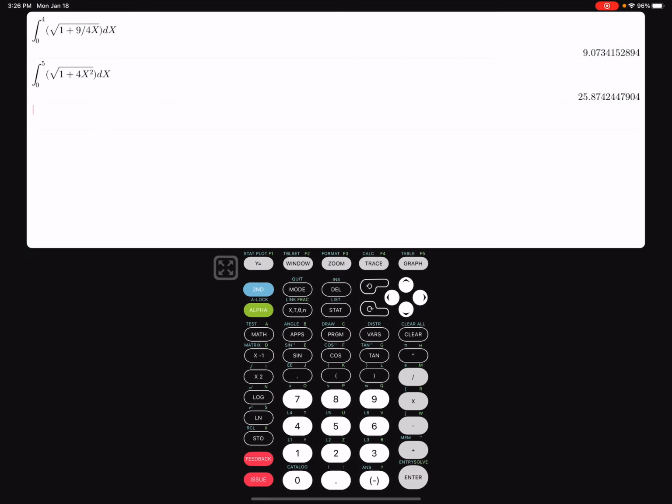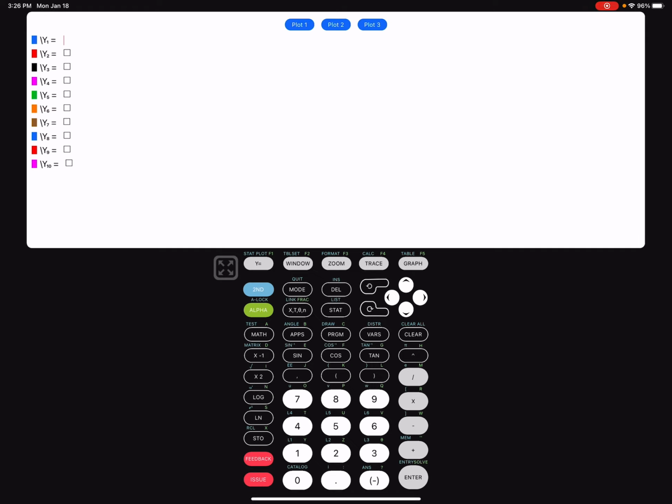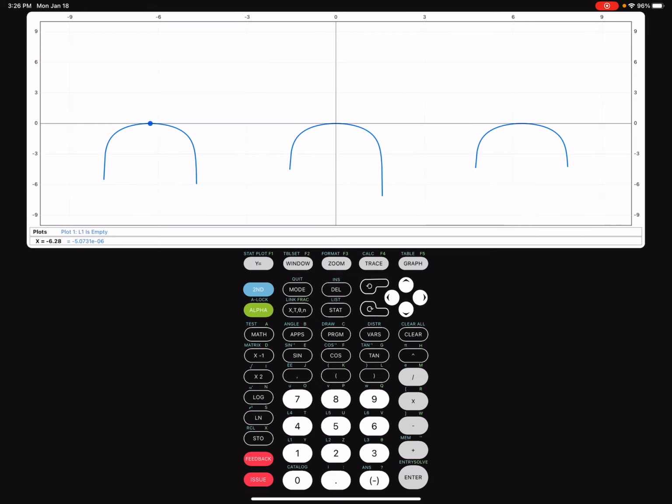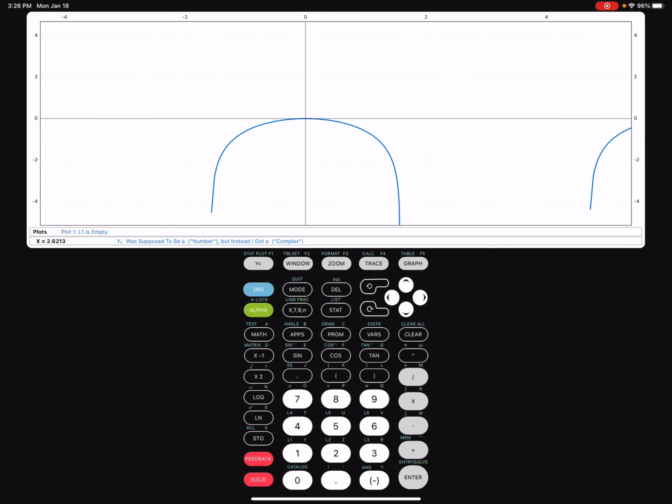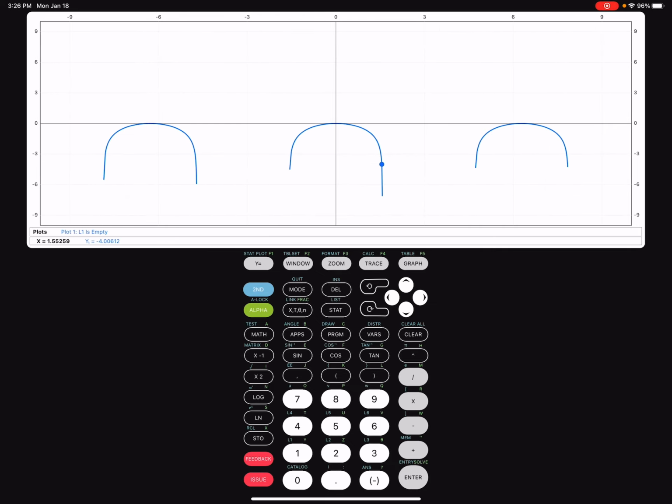So let's see what that looks like in a graph. So ln of cosine x, enter. When I plot this, so starting at 0 here and going right, looks like we've got a vertical asymptote going on here, which would make sense. So maybe let's go to like pi over 4 or something, see what that does.